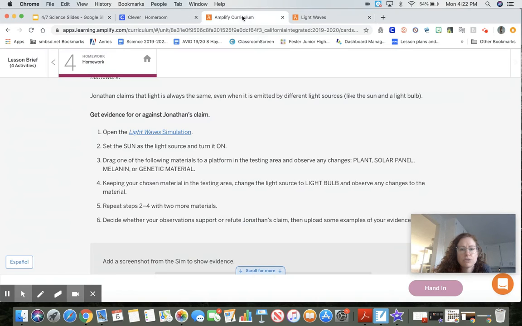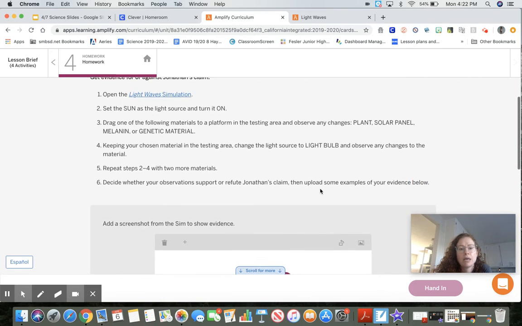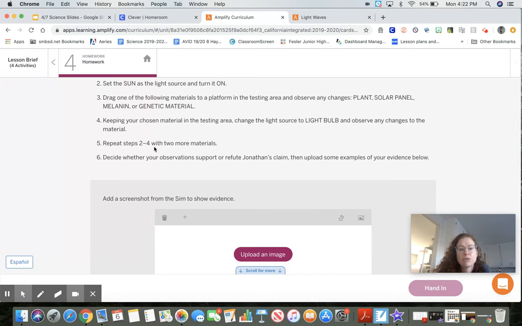All right, so let's see. We dragged the material, right? We observed it with the sun. We observed it with the light bulb. We need to repeat steps 2 through 4 with 2 more materials.